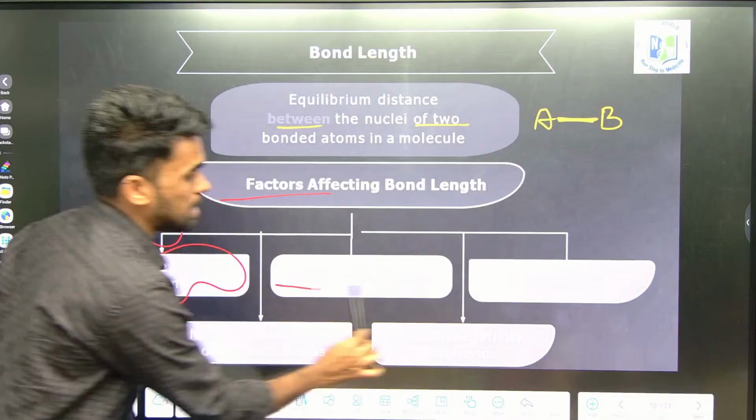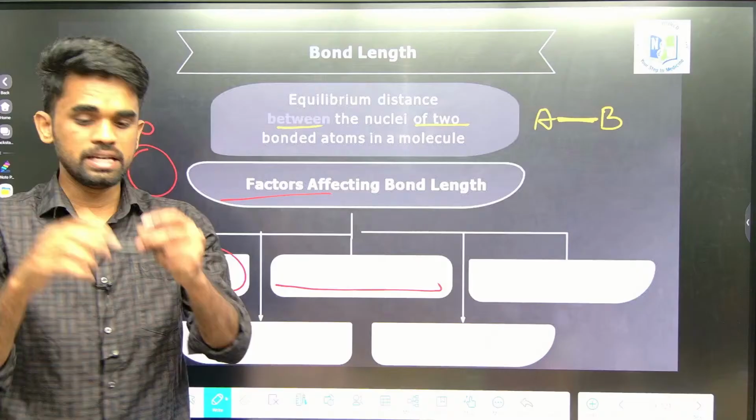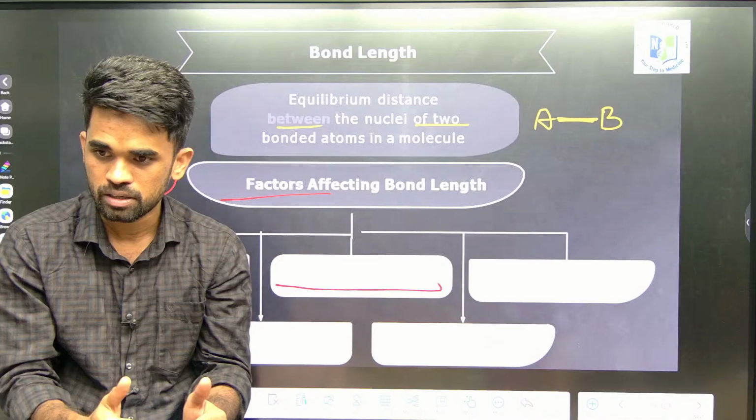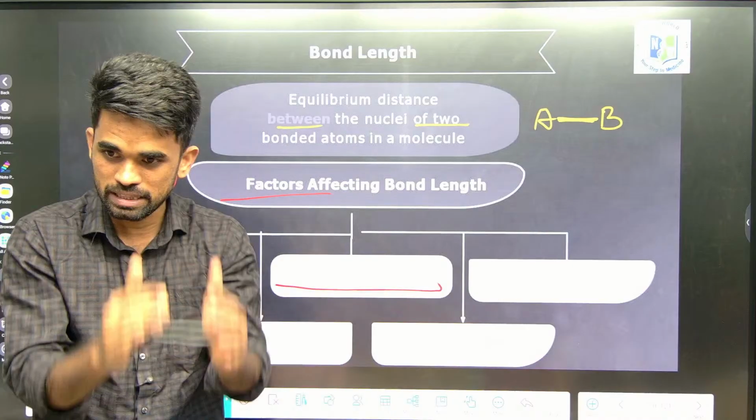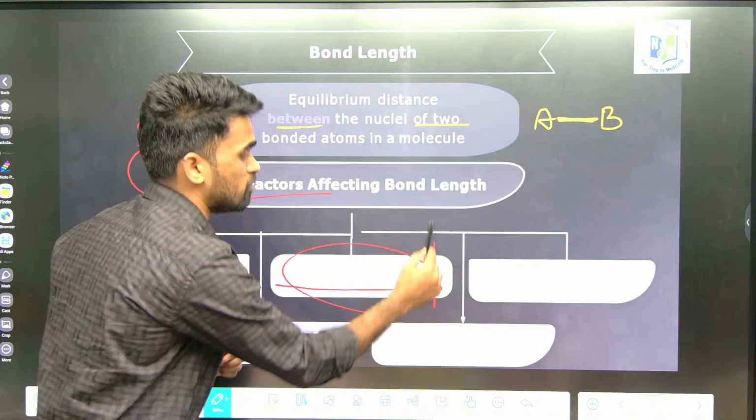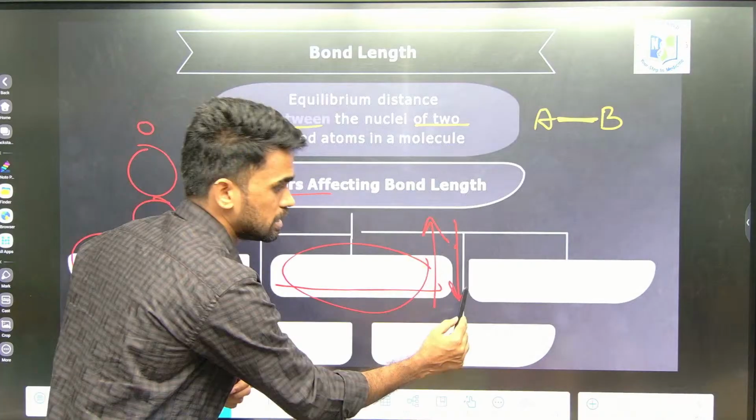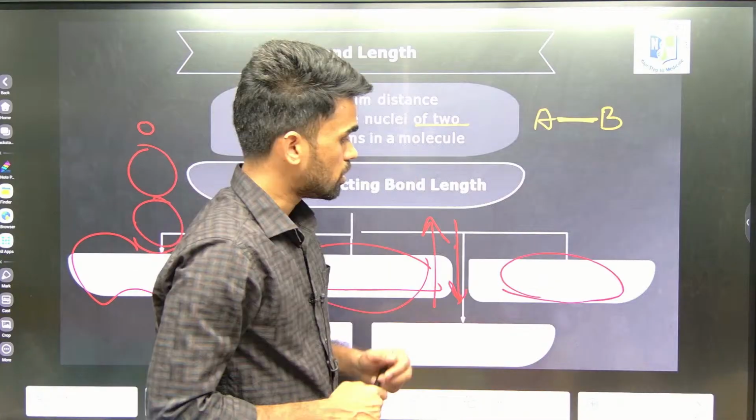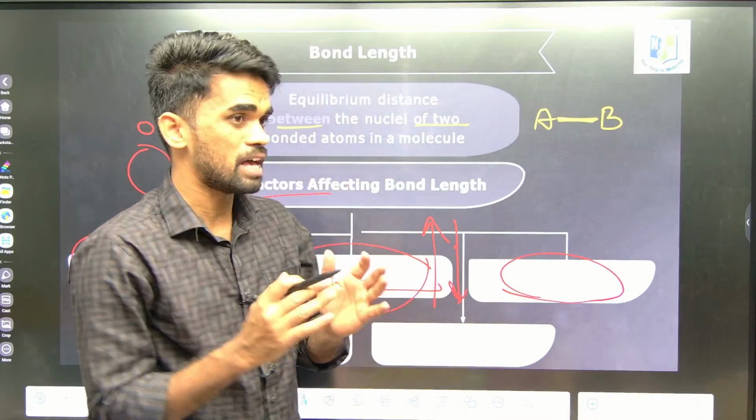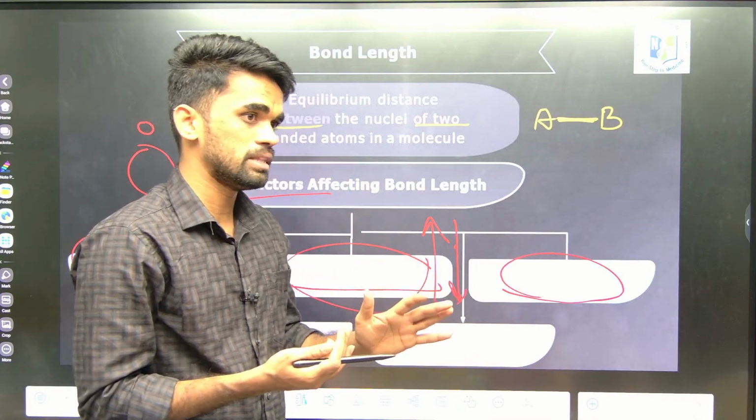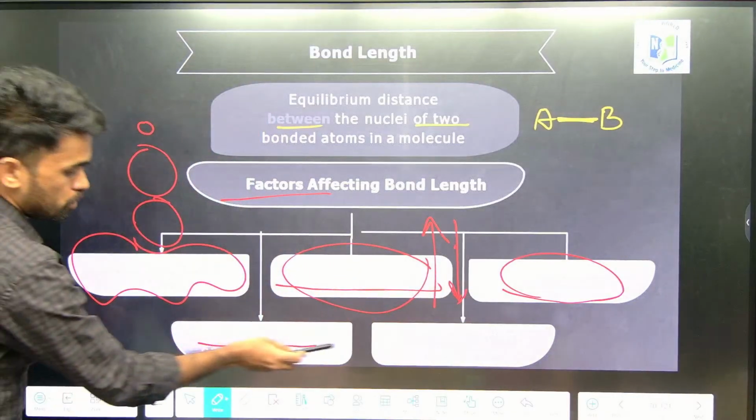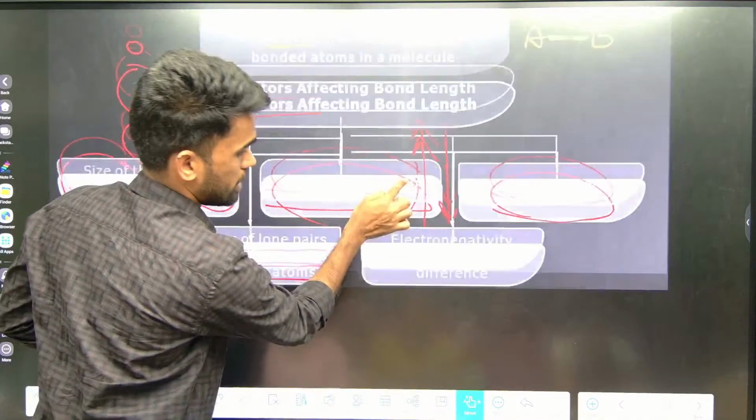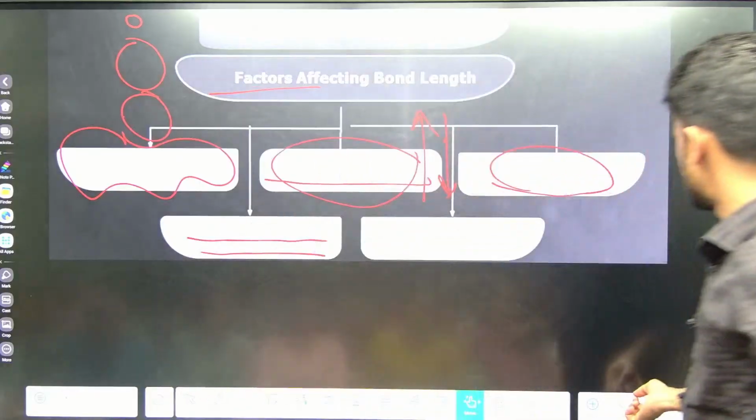Next, multiplicity of bonds: single bond, double bond, triple bond. As the number of bonds increases, the atoms come closer, bond order increases, and bond length decreases. Next, the percentage of s character: a triple bond has more percentage of s character, so the bond length is lower, you should remember. Next one, the number of lone pairs and bonded atoms. We'll discuss one example for this.